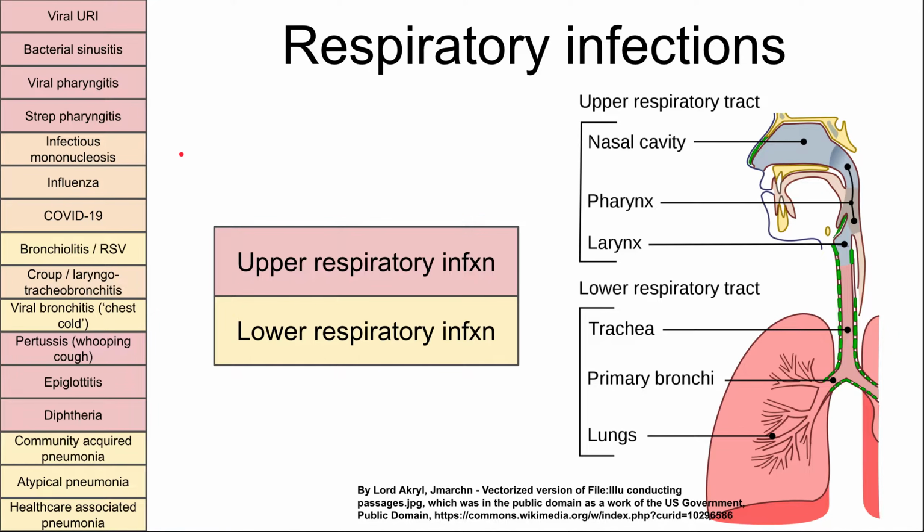So some affect the upper respiratory tract, which is the nose, the pharynx, and the larynx. Those are in red. Some affect the lower respiratory tract. Those are in yellow. That's the trachea, the bronchi, and the lungs. And some can straddle between the upper and lower respiratory tract. That's like croup or laryngotracheobronchitis. And influenza, COVID, and mono have both shown to give you sore throats as well as pneumonias. So those also affect both the upper and lower respiratory tract.